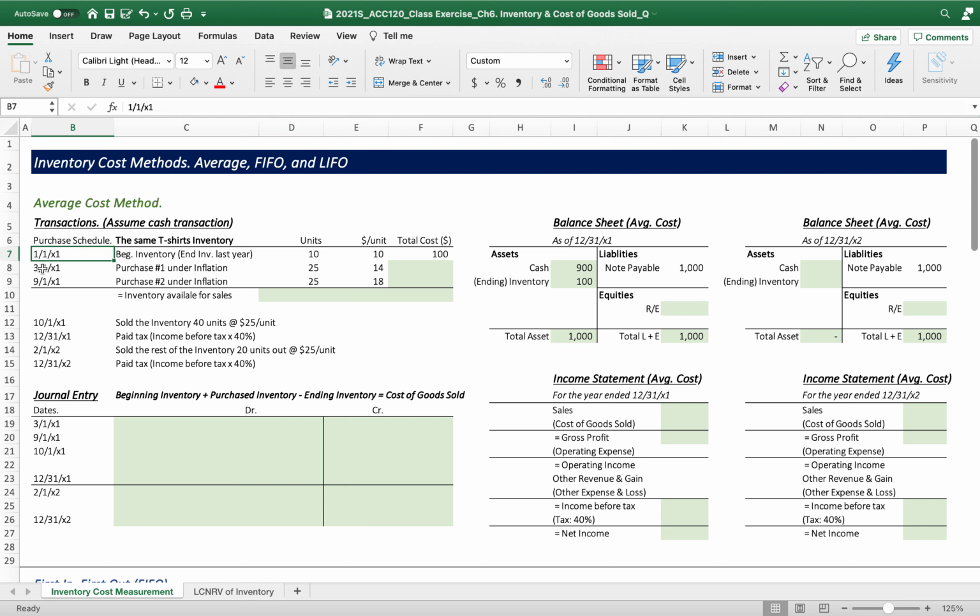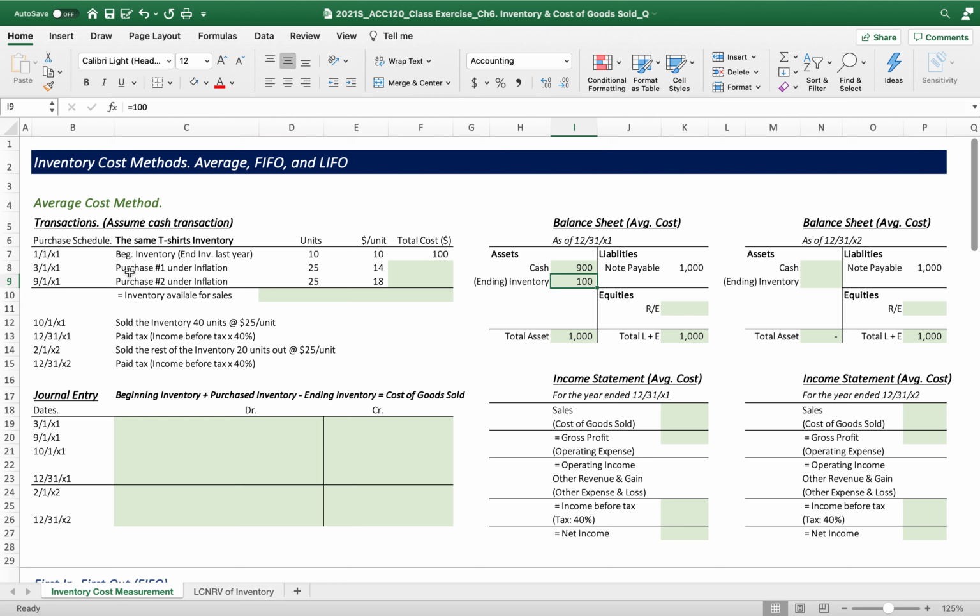As you can see, on January 1st we already had the beginning inventory, 10 units of t-shirts purchased at $10 per unit. So the total cost of this inventory is $100. This beginning inventory on December 31st, year one, is the starting point. The last year's ending inventory is the beginning inventory of the current year, right?